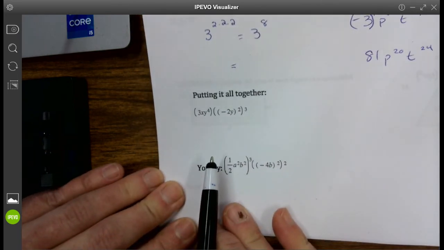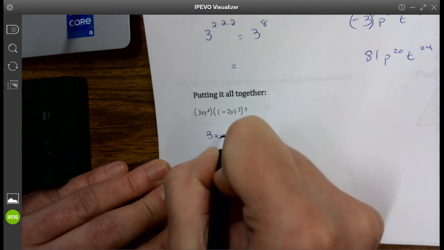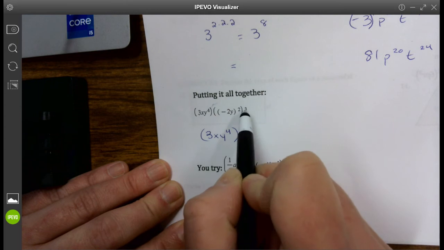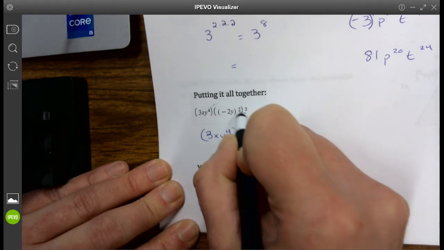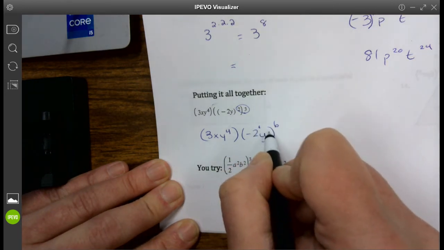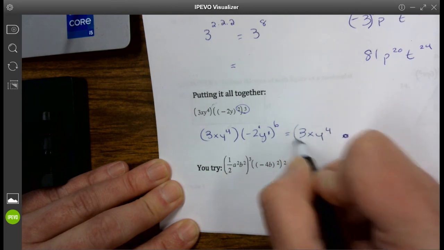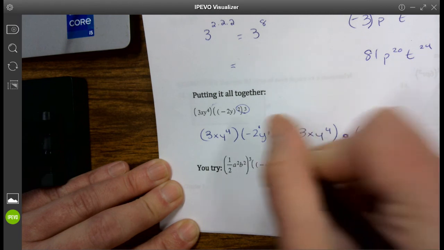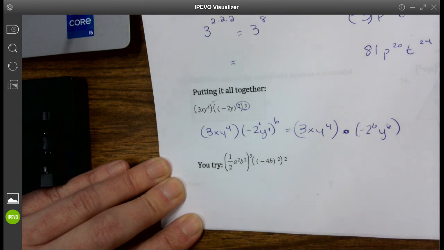Okay, and we're going to put it all together now with 3xy to the 4th. There's nothing here, and I can't multiply it yet until I free up this guy. This is negative 2y raised to the 6th. Well, I got to keep simplifying. So this is 3xy to the 4th times, this is negative 2 to the 6th, y to the 6th. Okay, now we multiply them together.